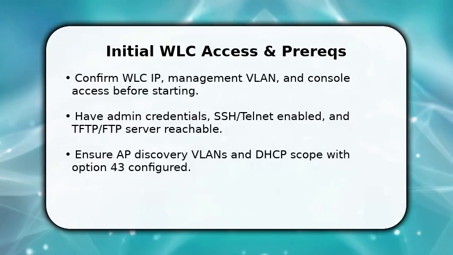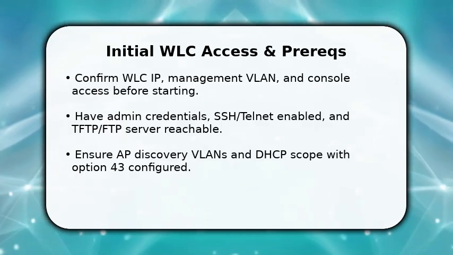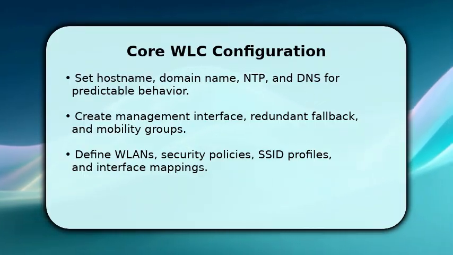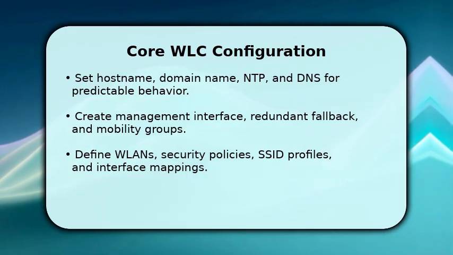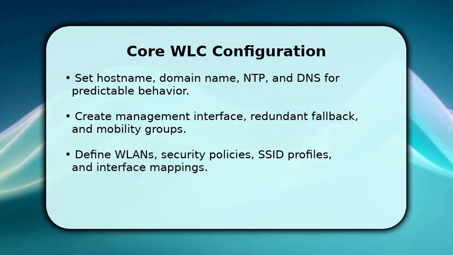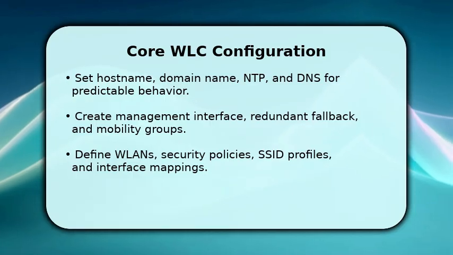Now configure the WLC itself. Set a clear hostname and domain so certificates and logs are consistent. Configure NTP and DNS next, because time and resolution affect authentication and certificate validation. Create the management interface and a secondary fallback IP if available for redundancy. Define mobility groups and controller priorities if you have multiple WLCs.